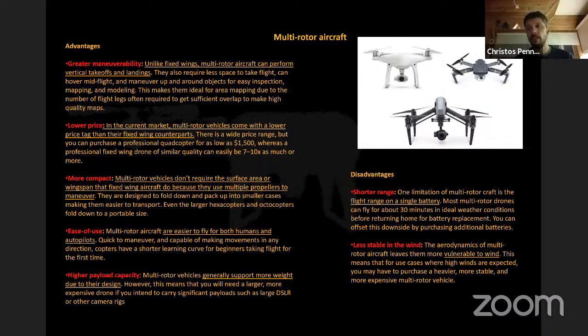They don't need to have a runway or anything. We just place them on the ground, and then they can take off, and they can hover in mid-flight and maneuver up and around the objects for easy inspection. So this is very helpful. We can decide if we want to fly the drone around an object to have a better image or whatever.